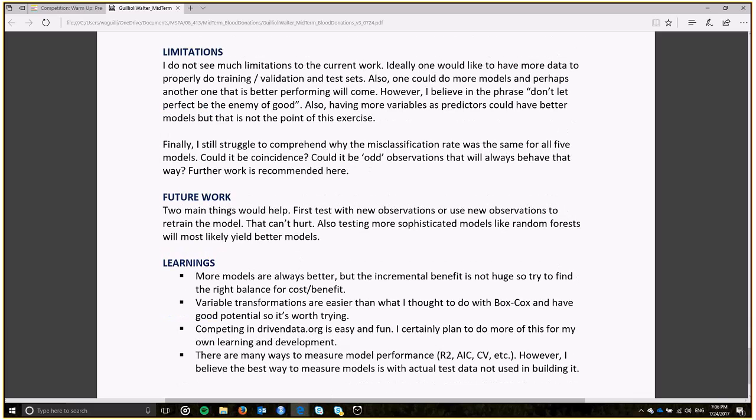In general, I would have liked to have more data to test more models and have more observations, more variables, but this was a good introduction for classification problems.